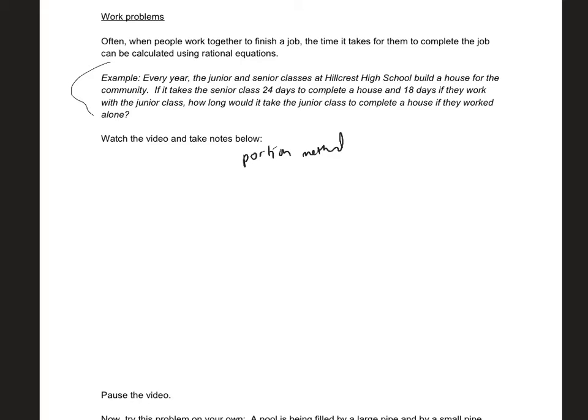Now, the idea is that you have seniors that are building a house, and if they work with the juniors, then they would get the job done in some amount of time working together, or at least a portion of it done together. So since we have these units in days, I like to think about what portion of the job the seniors or juniors would get done in one day.